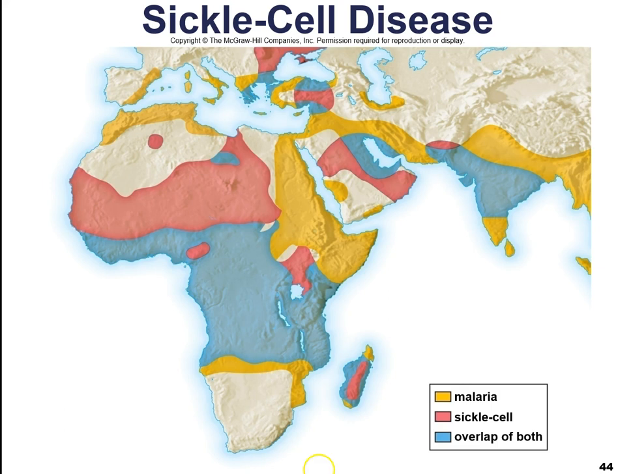Okay, so this is kind of just showing you, you look here, right? Areas where malaria is prevalent in yellow here, where you see sickle cell, and then where you have blue, overlap of both. Okay. And again, the overlap is sort of indicating that you have, particularly, more of these individuals with heterozygous genotypes, because that serves as a protective agent.